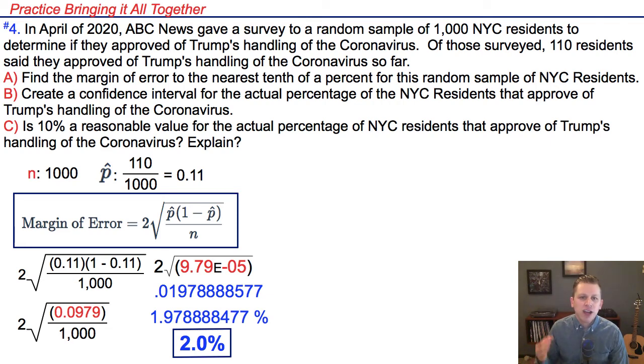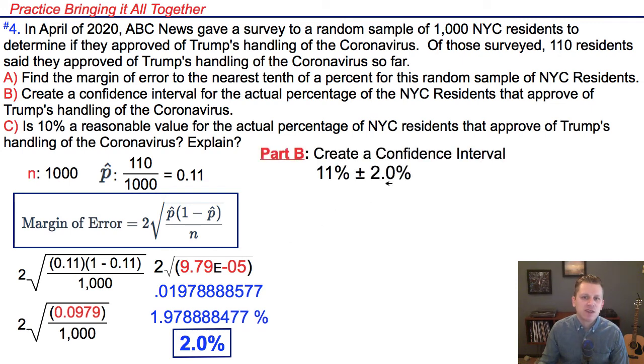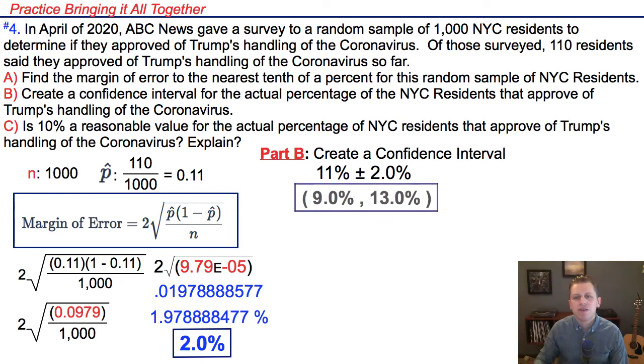Part B says, create a confidence interval for the actual percentage of New York City residents that approve of Trump's handling. Well, we know the formula for the confidence interval takes p hat and adds and subtracts the margin of error. So taking p hat, which was 11%, and subtracting 2% gives us a lower value of 9%, and adding 2% gives us a larger value of 13%.